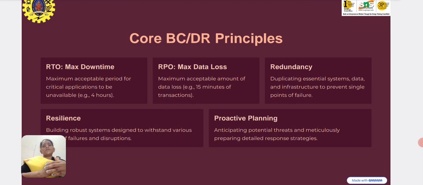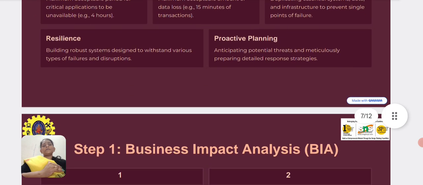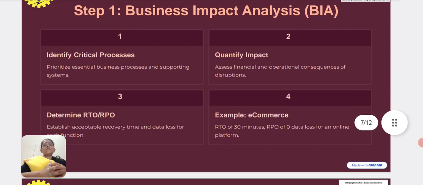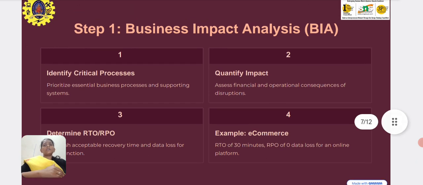Let us see the steps of business impact analysis. These are the main four steps. First, you have to identify the critical processes and systems. Second, you quantify the financial and operational consequences of disruption. Third, determine the RTO and RPO for each business function. Example, for an e-commerce platform, RTO is around 30 minutes and RPO is zero data loss. These are the main steps of business impact analysis.